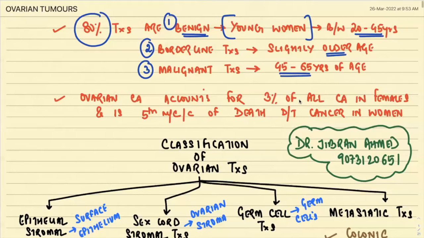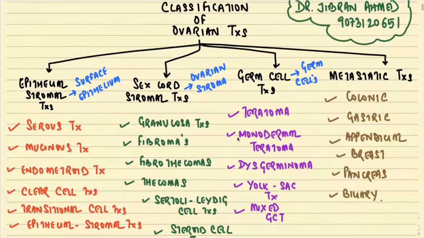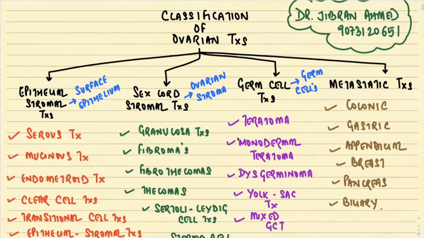Now, ovarian carcinoma, if you see, accounts for approximately 3% of all the cancers in females. Okay, and it is the 5th most common cause of death due to cancer in women. Coming to the classification of ovarian tumors, just follow what I am showing you. Don't have to go through any other classification. This is the simplest classification, and all the questions will be based on this. Everything is covered in this particular chart.